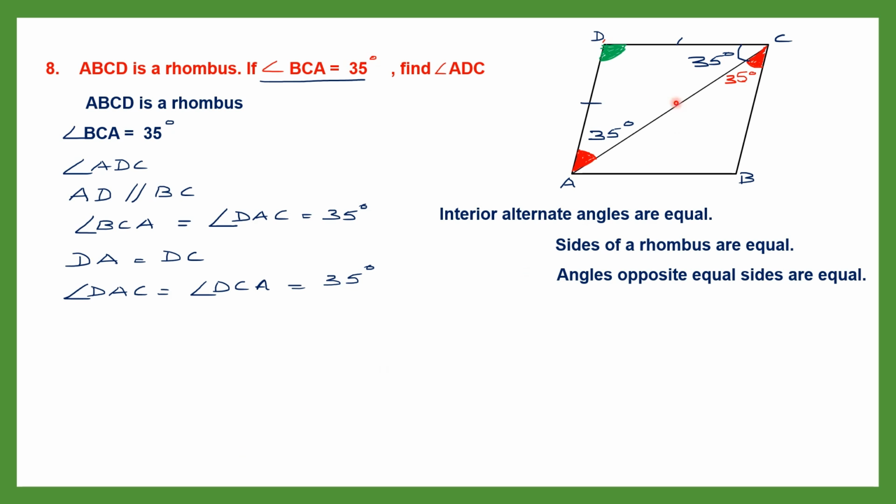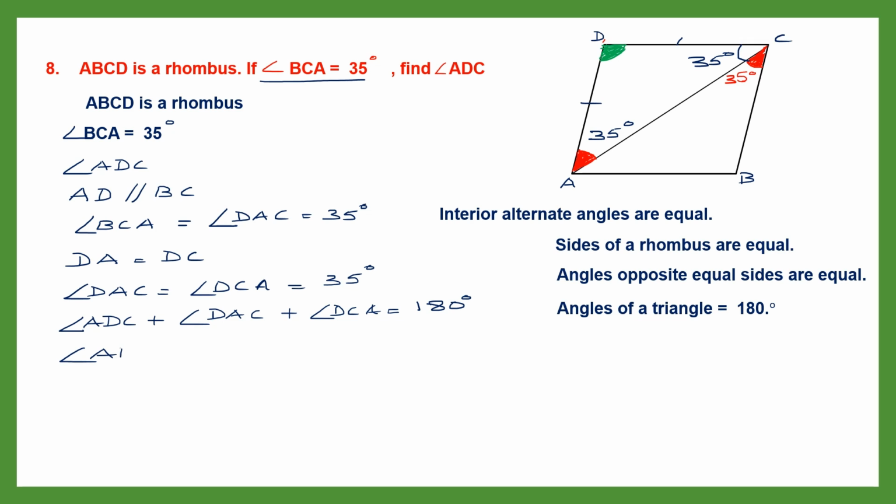Now we can find angle ADC, this green angle, that is what we've been asked to find. Now we can find this angle because we know two angles, and to find the third angle we can use the property sum of angles of a triangle equals 180 degrees. So let's write that. So that will be angle ADC plus angle DAC plus angle DCA will be equal to 180 degrees, and the reason is angles of a triangle is equal to 180 degrees.